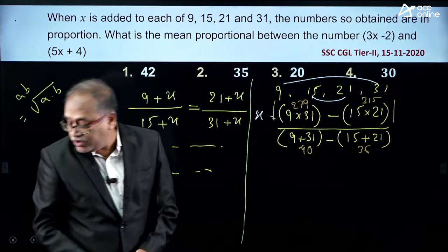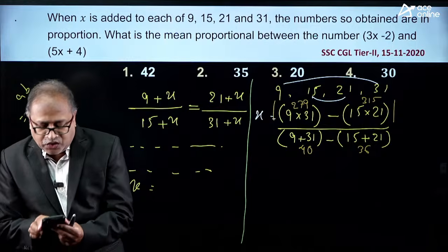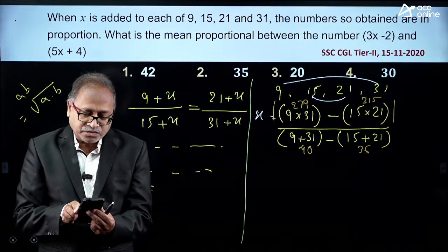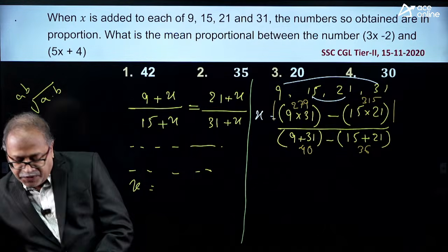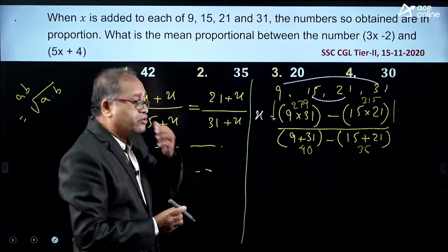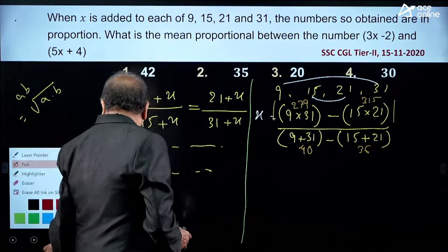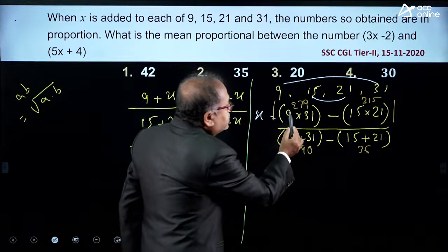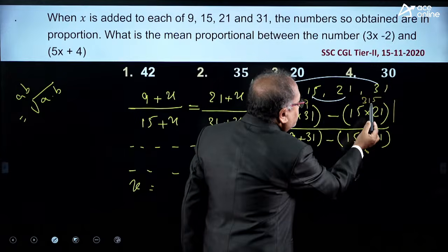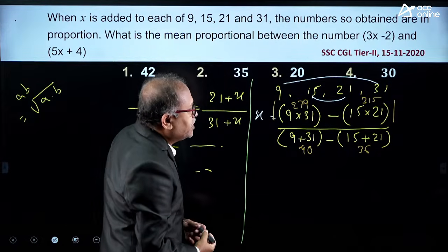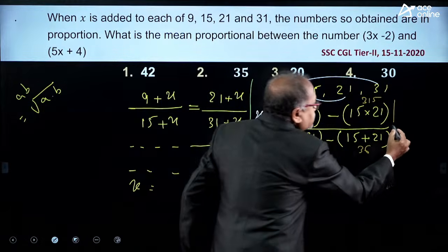Are you getting the x value? By doing so, are you getting the x value? Okay, let me check that. What is the x value over here? So I am getting the x value, and that is 279 minus 315, I get that as 36.